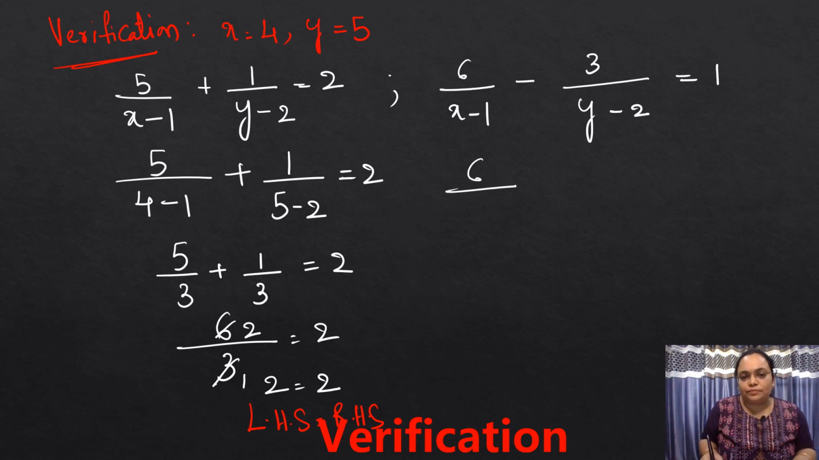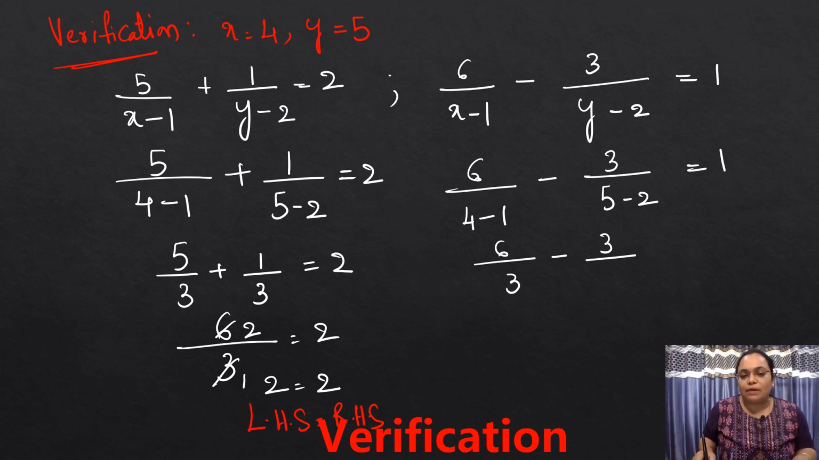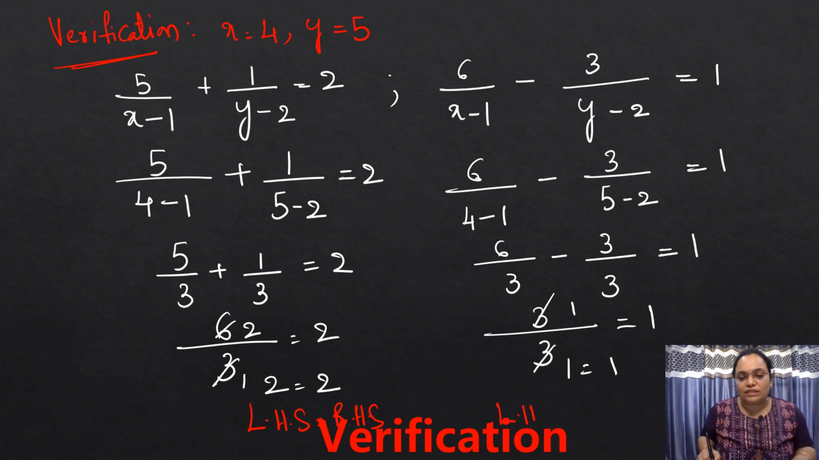6 divided by, what is the x value? 4 minus 1, minus 3 by the y value, which is 5 minus 2, equals 1. 6 divided by 4 minus 1, which is 3, minus 3 by 5 minus 2, which is 3, equals 1. If you take LCM 3, you can easily subtract. So 6 minus 3 is 3. So 3 ones, correct? 1 equals 1. So here also the equation is satisfied. LHS equals RHS.